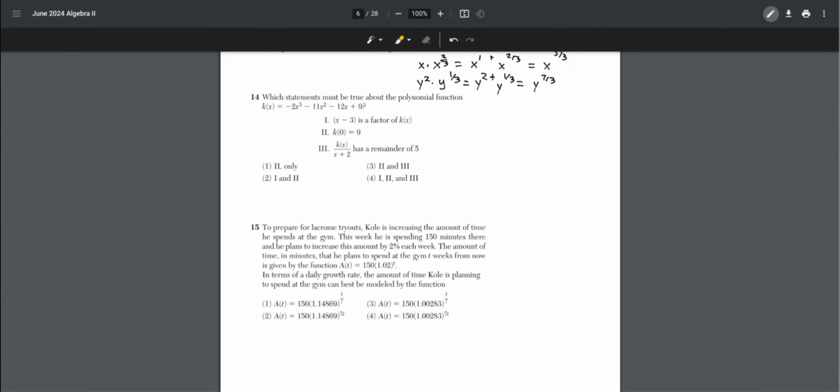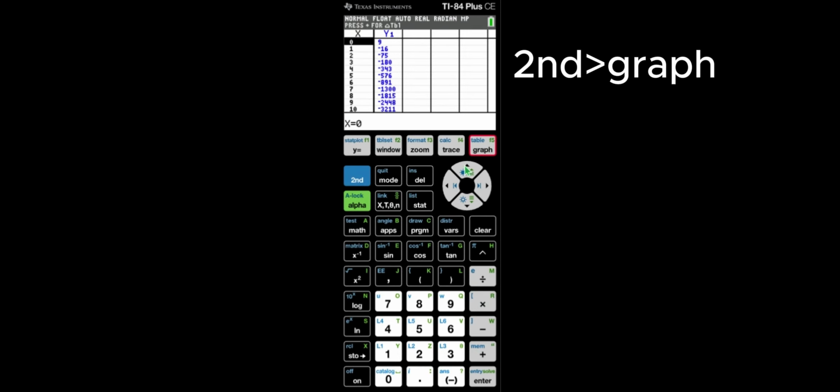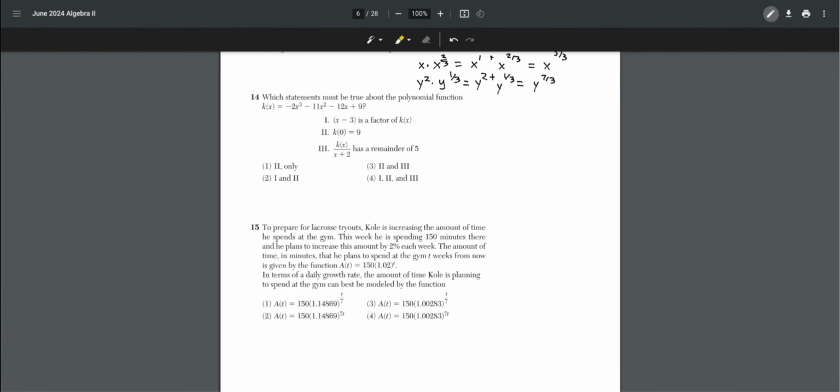Number 14. Which statements must be true about the polynomial function k of x is equal to negative 2x cubed minus 11x squared minus 12x plus 9? The first thing we could do is go into our calculators and go into y equals and plot this polynomial function. Once you go to second graph, you can check to see what the zeros are. And as you can see, x is equal to 3 is a factor. And when x is equal to 0, y is equal to 9.